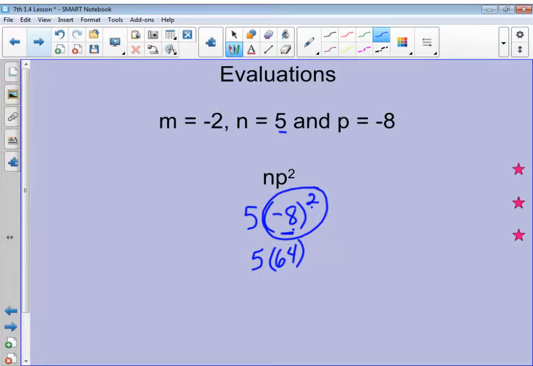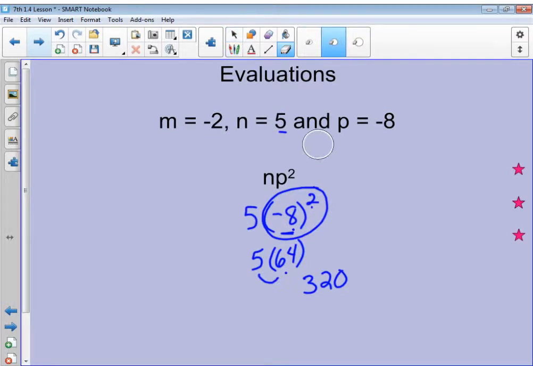Now, if you want to use your calculator to finish this out, I'm okay with that. I'm not checking, can you do 64 times 5? I'm checking, are you able to substitute in? Can you work with those negatives and follow order of operations? So 64 times 5 is going to give me 320. You should have ended up with a positive 320 because both of these were positive numbers.